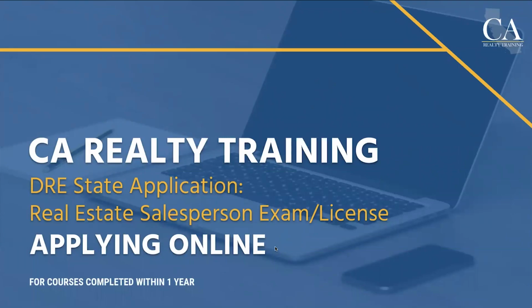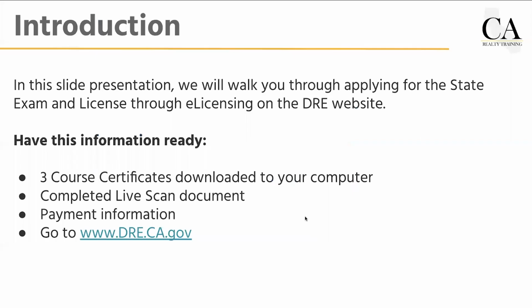All right, so let's get right into applying online through the Department of Real Estate's e-licensing portal. Again, these are for students that have completed their certificates within 1 year. Let me make that clear. For courses completed within 1 year, we can skip this. This is the information that you should have ready, your 3 course certificates downloaded to your computer in a PDF file. Remember, your names must match identically.